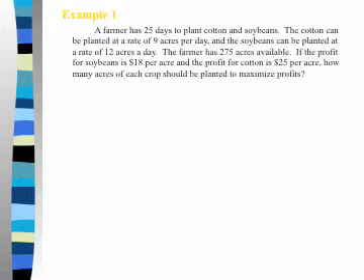So here's example 1. A farmer has 25 days to plant cotton and soybeans. The cotton can be planted at a rate of 9 acres per day, and the soybeans can be planted at a rate of 12 acres a day. The farmer has 275 acres available. If the profit for soybeans is $18 per acre and the profit for cotton is $25 per acre, how many acres of each crop should be planted to maximize the profits?